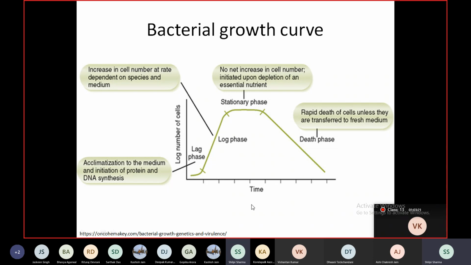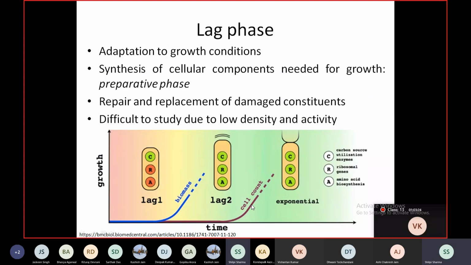So what happens is, after a liquid culture, which is called a broth, is inoculated, the multiplication of bacteria does not start immediately. And this time lag between the inoculation and the beginning of multiplication is known as the lag phase. The lag phase of bacterial growth is important from various perspectives for a biotechnologist as well, but it is difficult to study because of low cell numbers, low cell density, and also because the metabolic rate of cells is quite low in this stage.